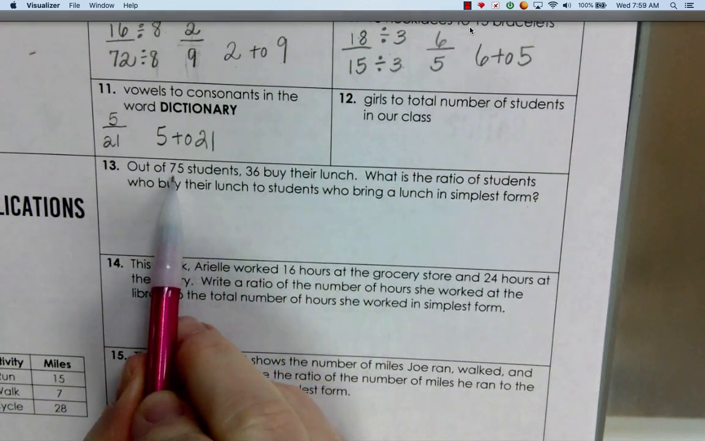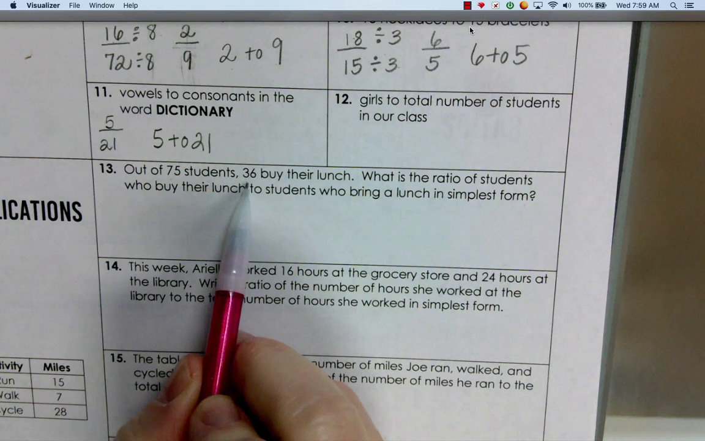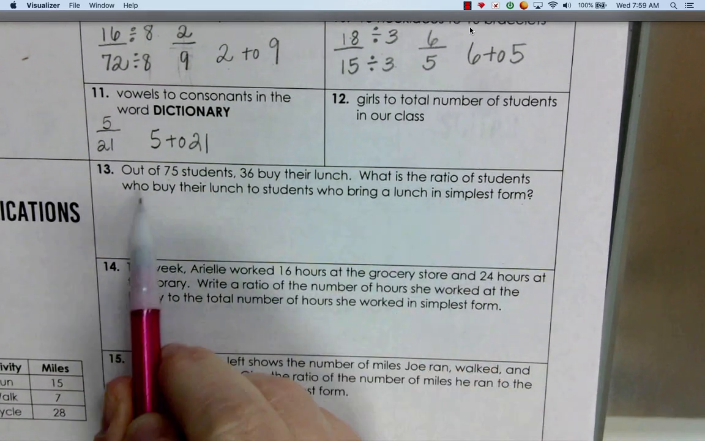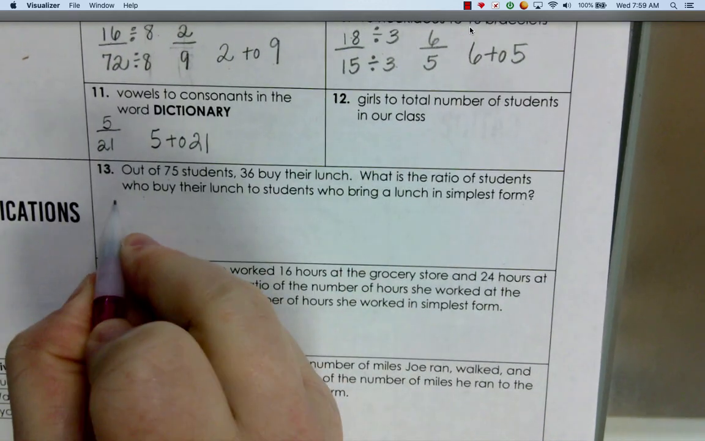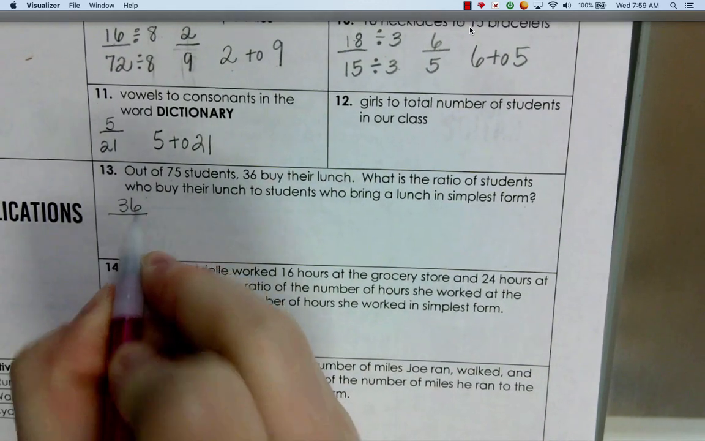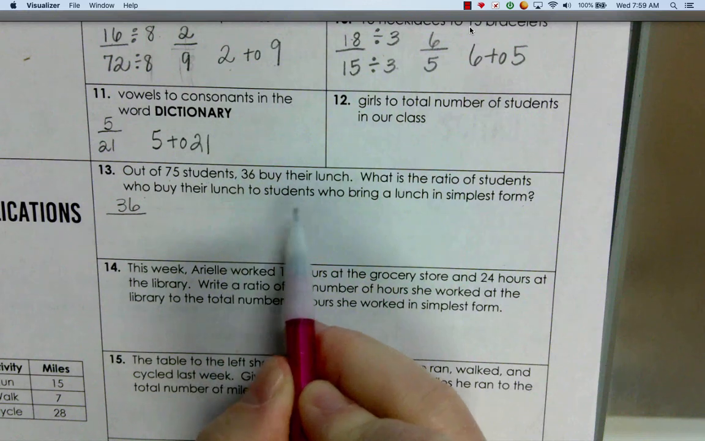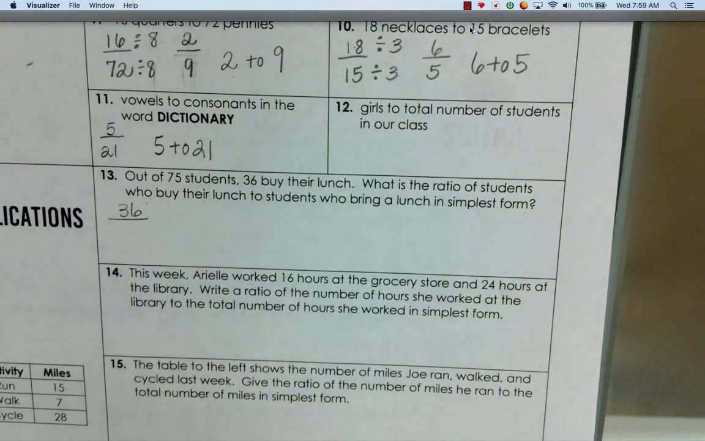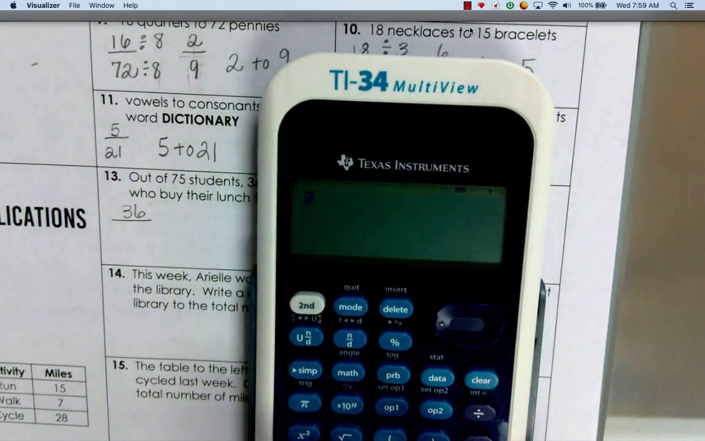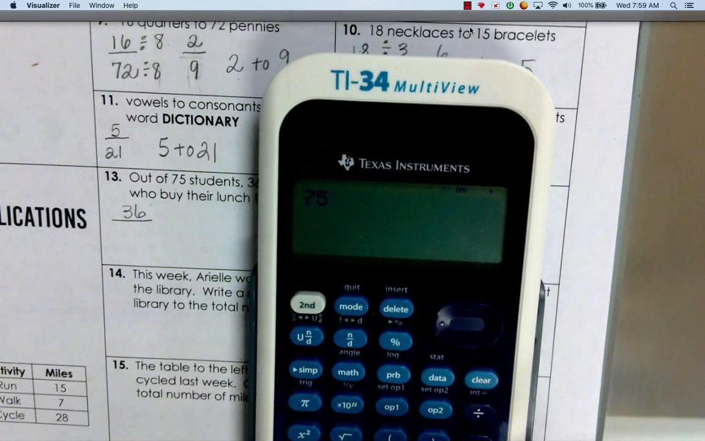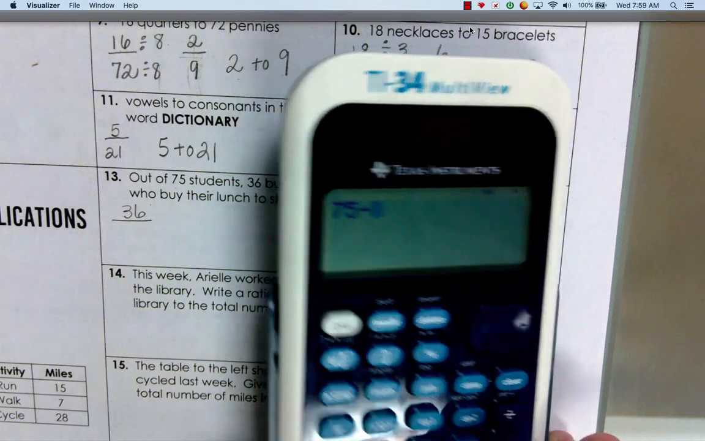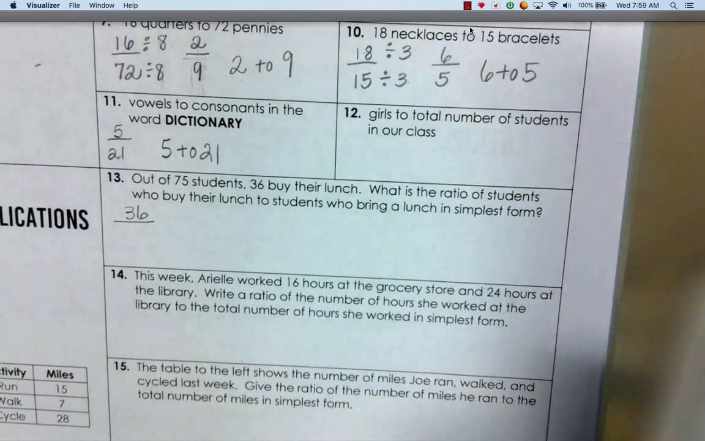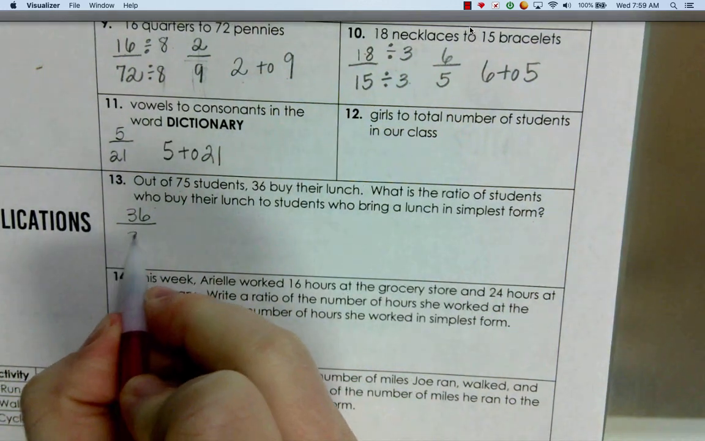So the whole is 75. We have 75 students. 36 buy their lunch, but the ratio is students who buy their lunch, which is 36, to students who bring a lunch. It doesn't tell me. I know. We have 75 as our whole, that's everybody eating lunch, but we have to subtract the kids who buy lunch. So this many kids, 39, bring a lunch to school.